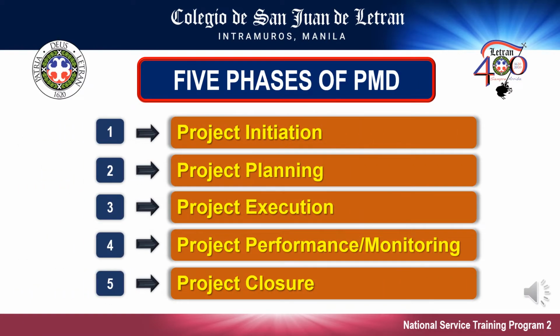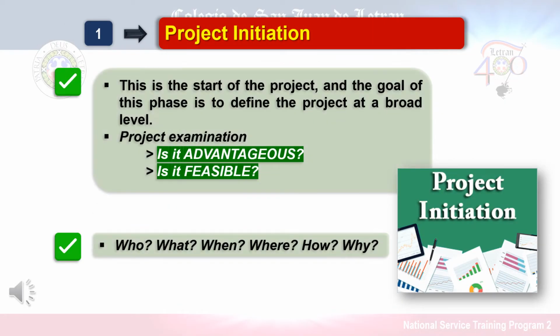There are five phases of project management and development. One, project initiation. Two, project planning. Three, project execution. Four, project performance monitoring. Five, project closure.